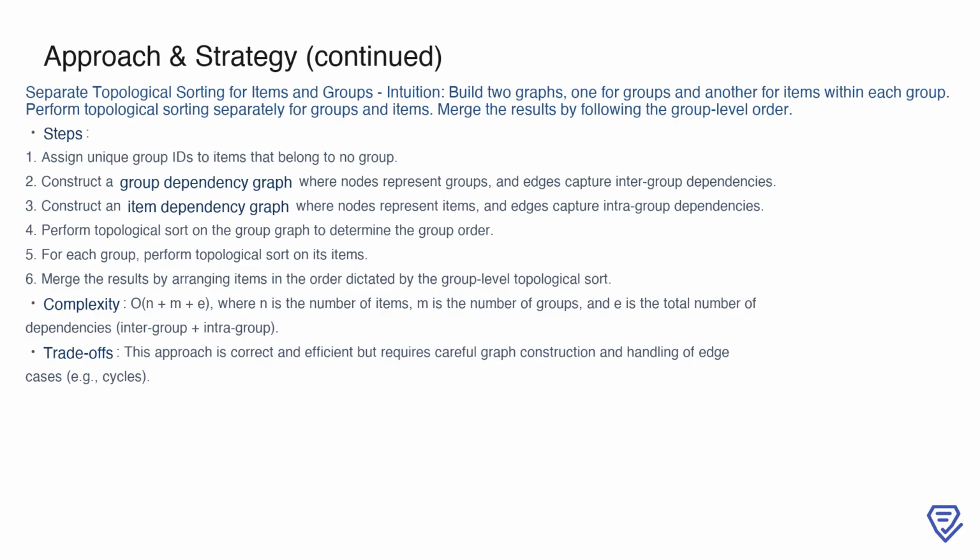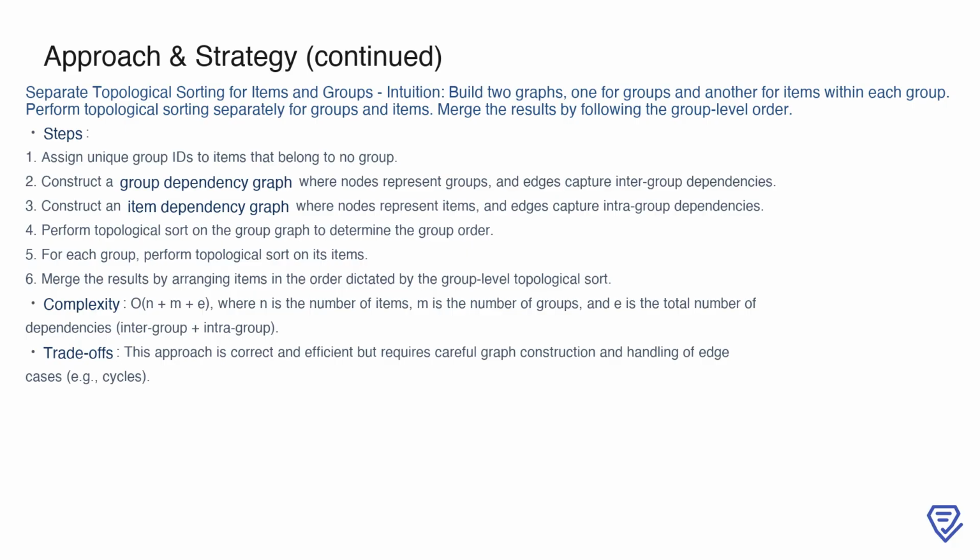The idea here is to build two distinct graphs, one for groups and another for the items within each group. First, we assign unique group IDs to items that don't belong to any group, effectively treating them as their own singleton groups. From there, we construct a group dependency graph where each node represents a group, and edges capture the intergroup dependencies. Separately, we build an item dependency graph to capture the intragroup dependencies between items within the same group.